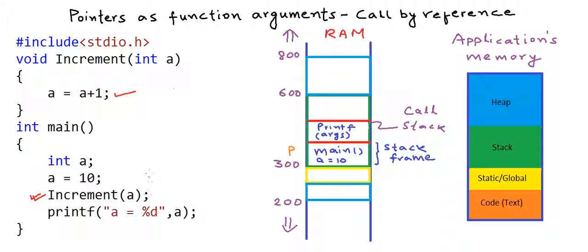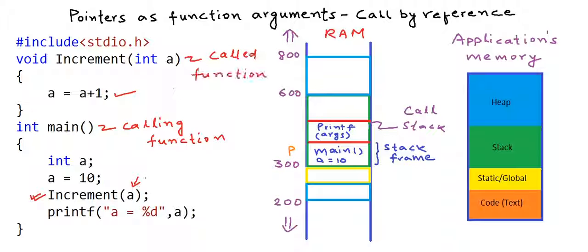So now you must be getting a picture of what happens when one function calls another function. This A is in the stack frame of the main method. Main is our calling function and increment is our called function. When we call a function, in the calling function, the argument is also known as the actual argument. And in the called function, the argument is known as the formal argument. All that happens is the actual argument is mapped to a formal argument.